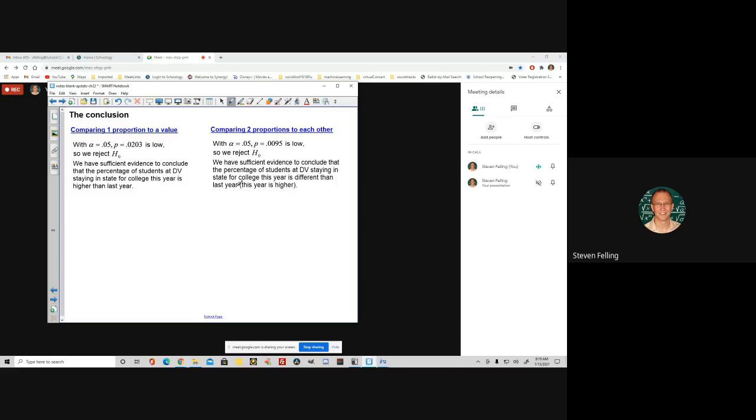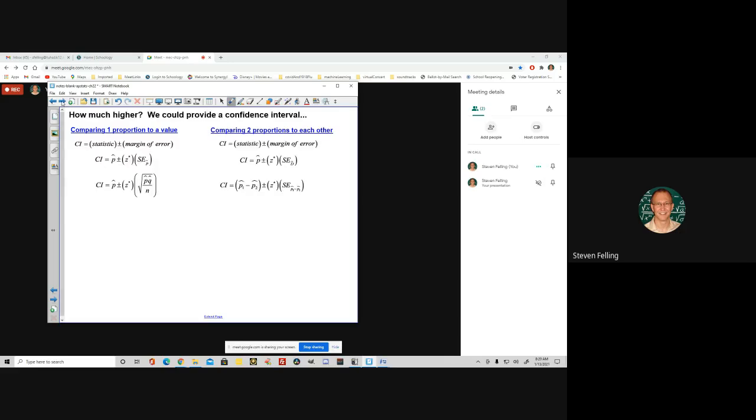So the thing that changes is that this wording here is about comparing the two instead of comparing the one value in the sample to a number. Okay. And if we want to know, okay, how much higher, then we provide a confidence interval.